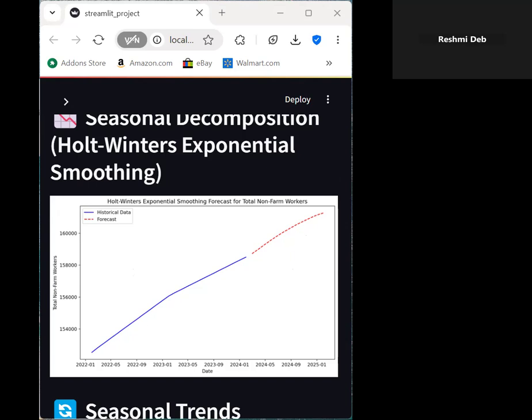And the Holt-Winters method is used to smooth the data and account for both level and trend components, which helps in more accurate forecasts. So we can see that non-farm workers are increasing over the period of time, and the forecast shows that non-farm workers will keep increasing in future.